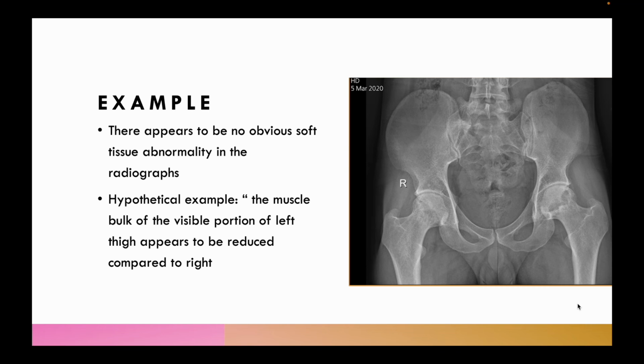Then coming to example of the soft tissue part. So if we see this radiograph, then we can comment there appears to be no obvious soft tissue abnormality in the radiograph. And in a hypothetical situation, suppose we have got a patient with wasting of the thigh muscles and that part of thigh is visualized on the radiograph, then we can comment the muscle bulk of the visualized portion of the left thigh appears to be reduced compared to the right side. This is just an example.